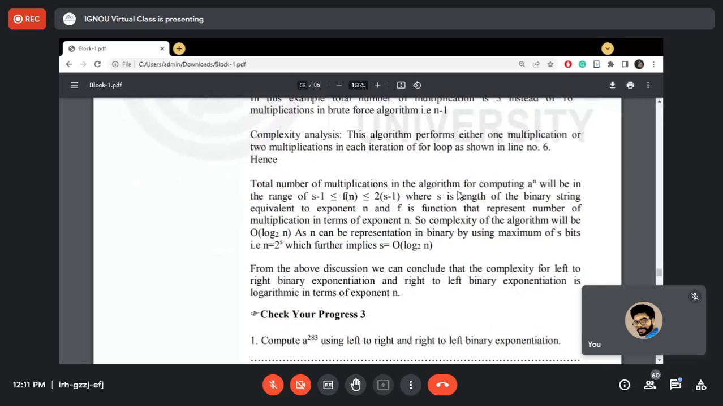Again, we got 5 multiplications instead of 16 here. So similarly, the complexity is log n. Any doubt you can ask.